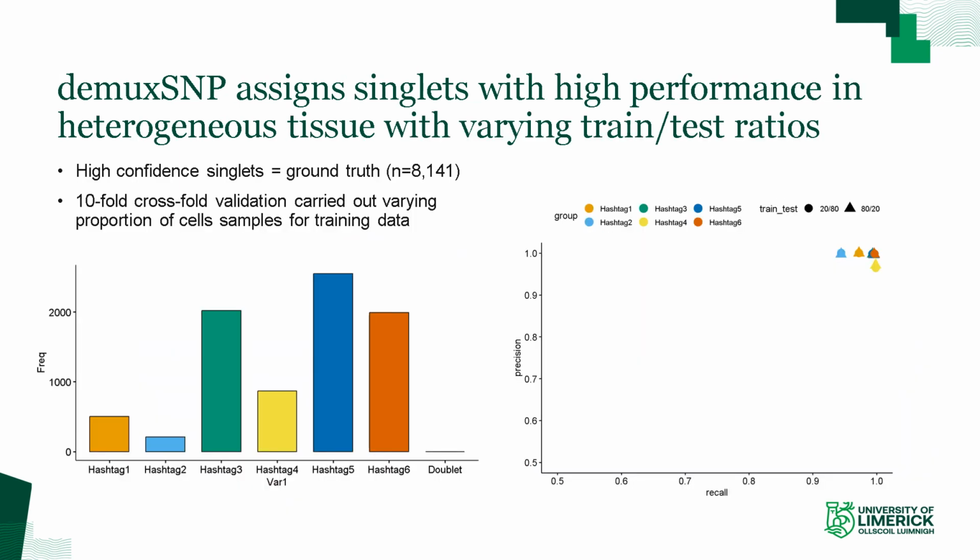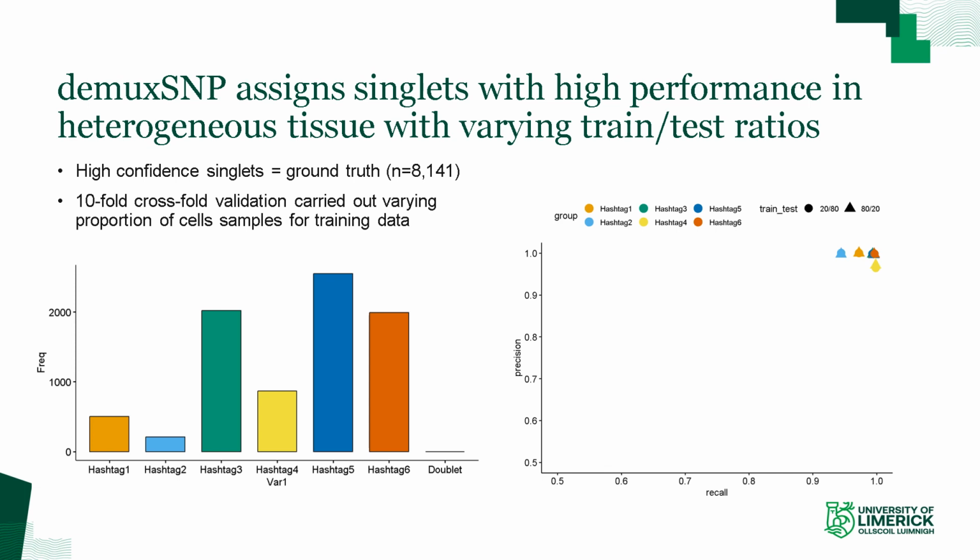So now let's look at some benchmarking. First, we want to assess demuxSNP's ability to assign singlets in a heterogeneous tissue. So first, we isolated high confidence singlets from our dataset to use as ground truth. This gave us just over 8,000 cells. Looking at the bar plot at the bottom, we see very varying group sizes. We see hashtag 2 is a very small group, hashtag 5 and 6 particularly large groups.